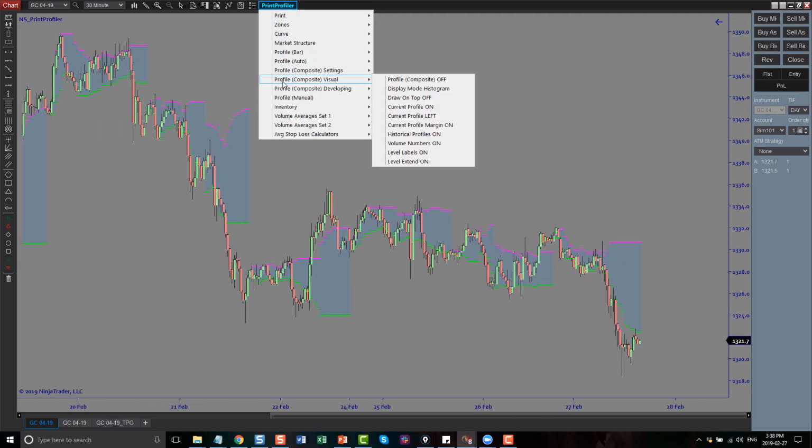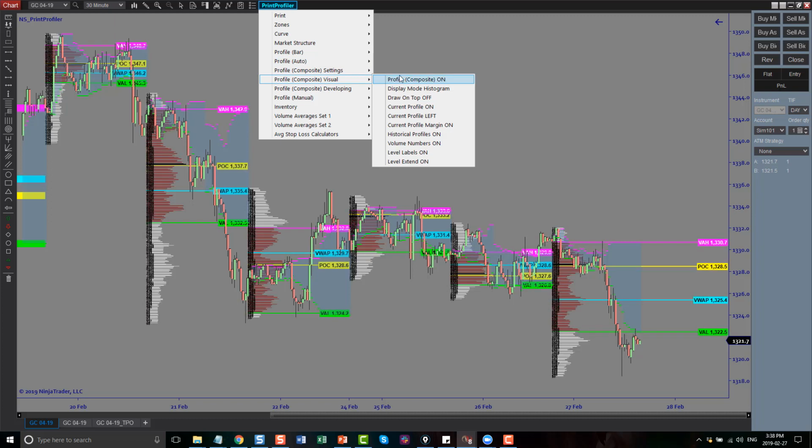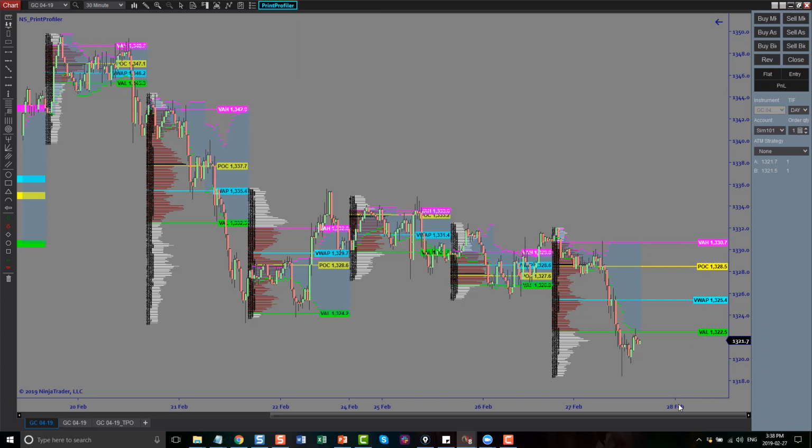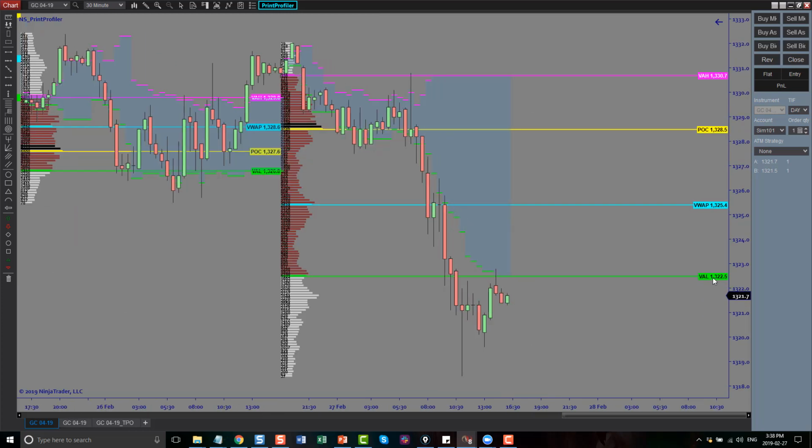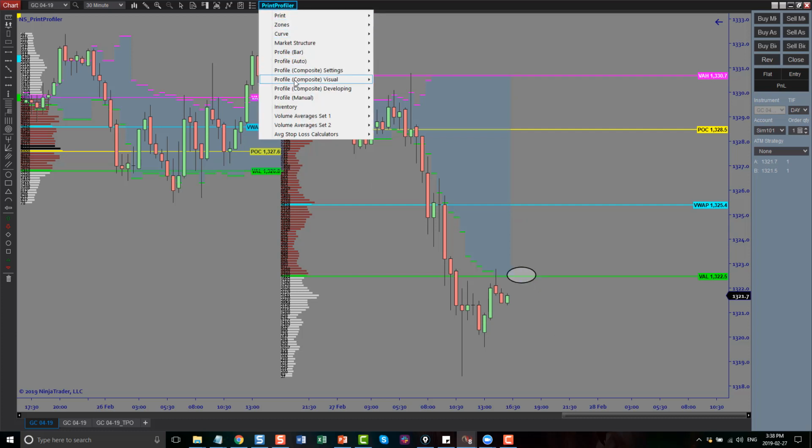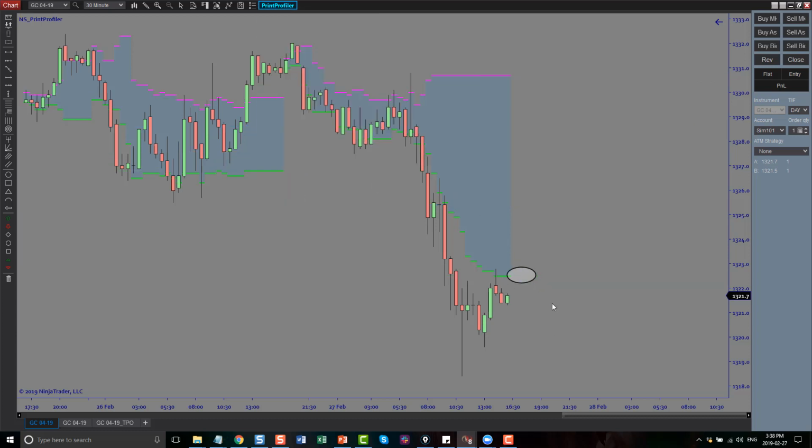If you go in here to the visual concepts, take a look. That's normally how volume profile is displayed on a chart. The problem with that is that it's only real-time data. So when you look at the volume profile, take a look at the value area low right now. The value area low is technically right here. Well, if I turn that off, that's exactly where the current developing profile is.